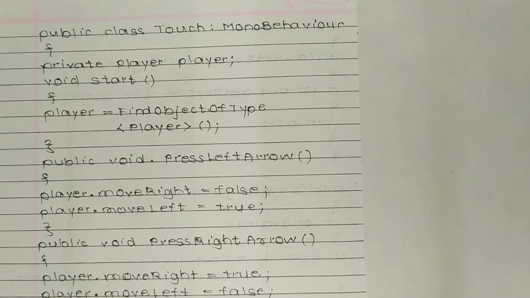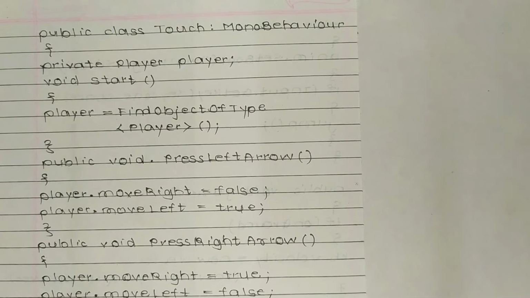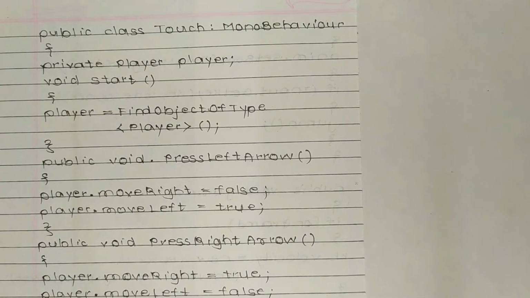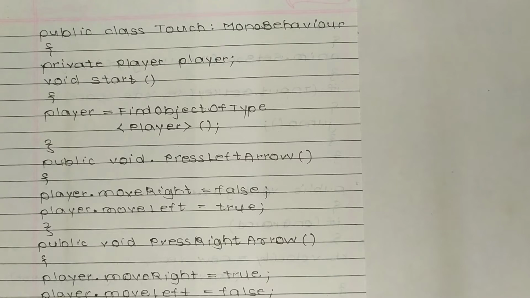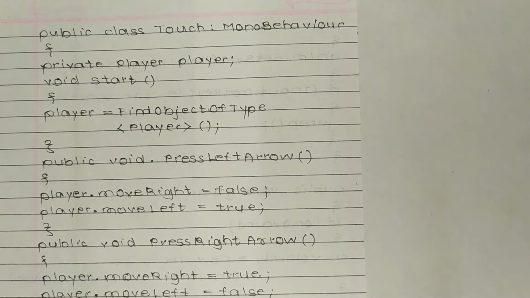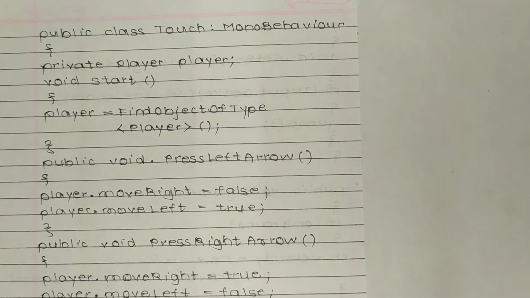So this is code for touch. Public class touch : MonoBehaviour. Public Player player; void Start, player is equal to FindObjectOfType Player. Public void PressLeftArrow: player.moveRight is equal to false; player.moveLeft is equal to true.